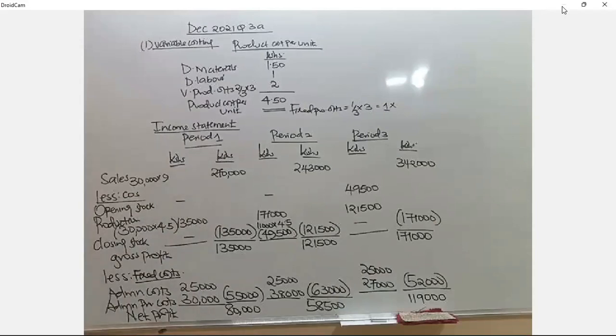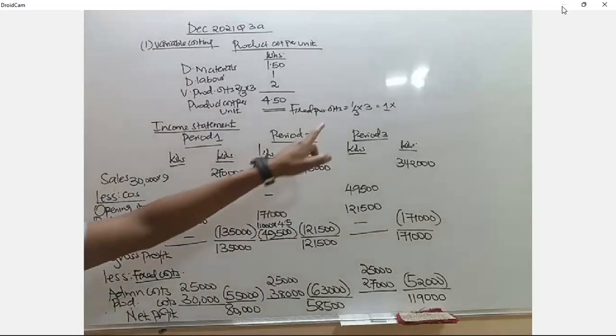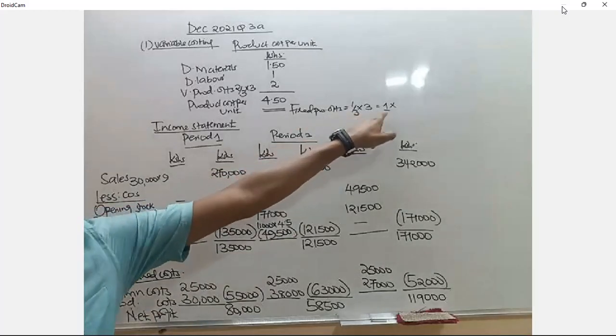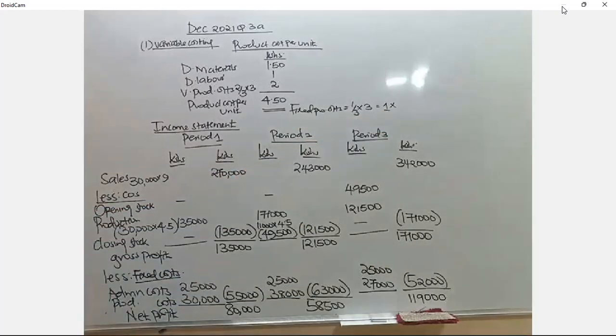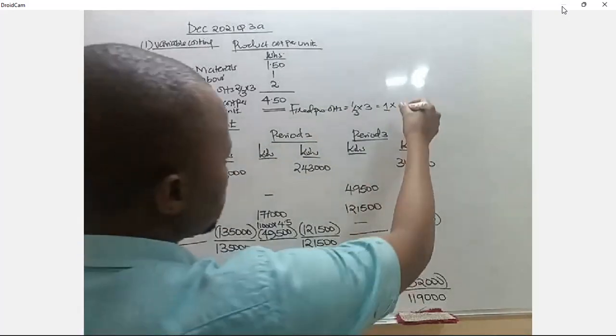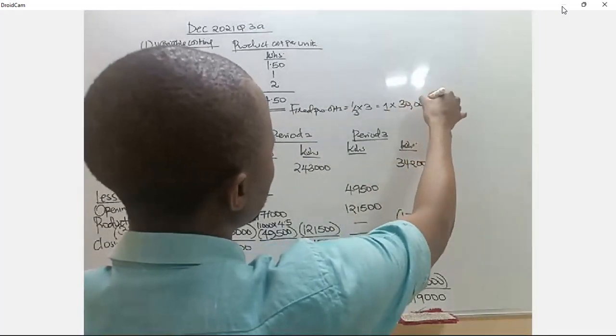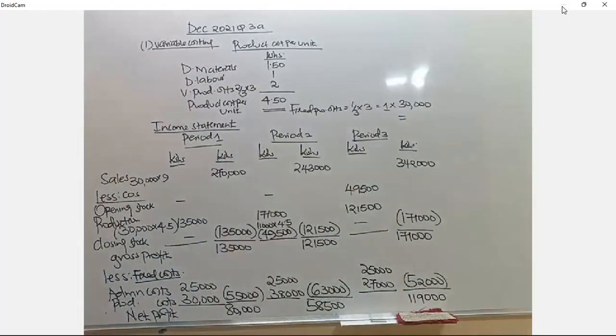I didn't understand the last part. The last part, that is fixed production. Sorry, this should be fixed production, which was a third of 3. A third of 3, which is 1 bob per unit. Then you multiply by the number of units you produced. Like the first period you produced 30,000. The other one you produced a certain amount there. Okay, I get it. Yeah.